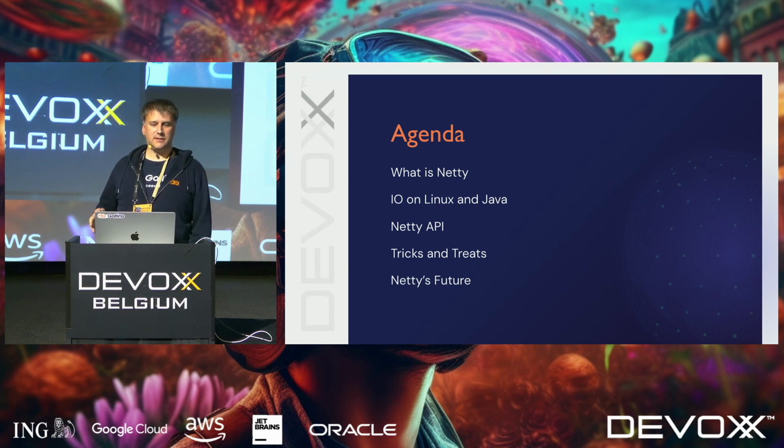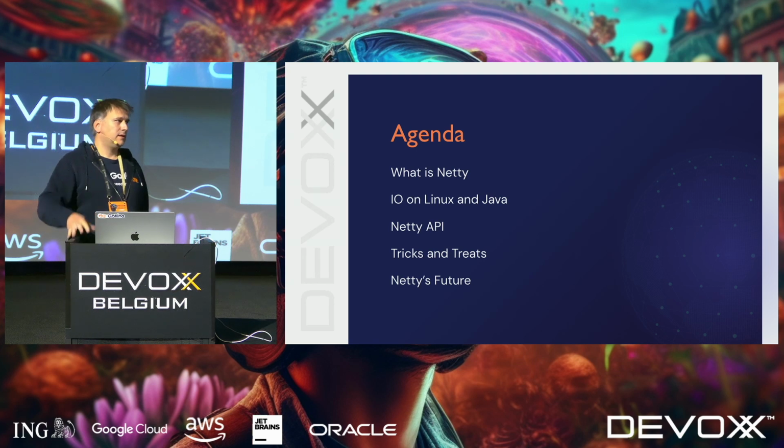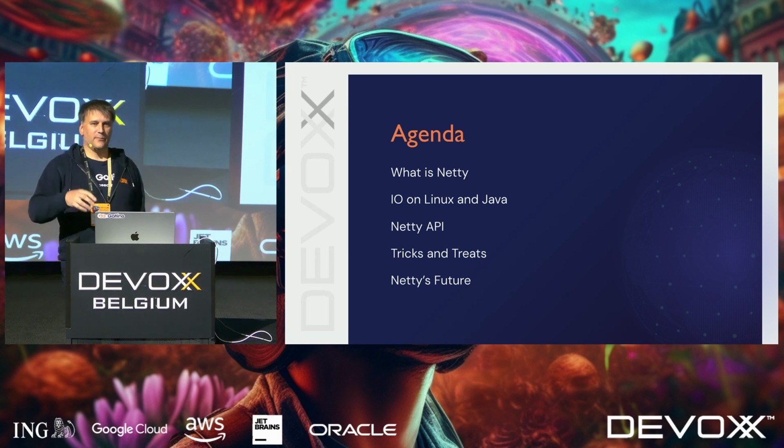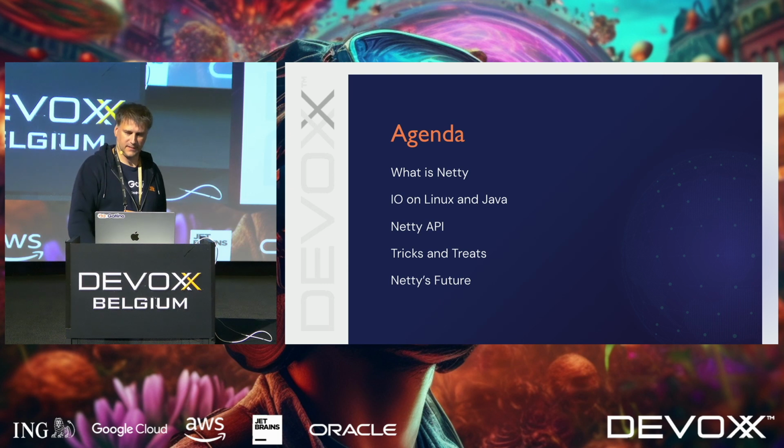So here's today's agenda. First, we are going to have a quick introduction about what Netty is. Then we are going to have a look at how IO works focused on Linux and how these APIs translate onto Java. We're going to have a look at the Netty API and then focus on some cool features and very nice and tricky and very hardcore engineering things that Netty has done over the years to make it super fast. And we'll have a conclusion about Netty's future.